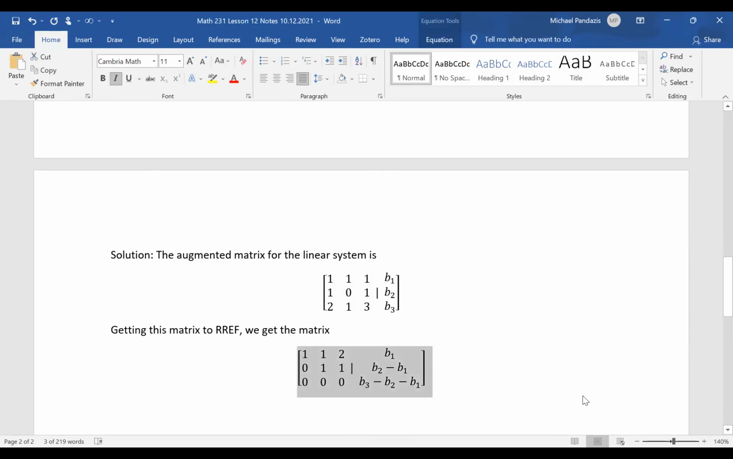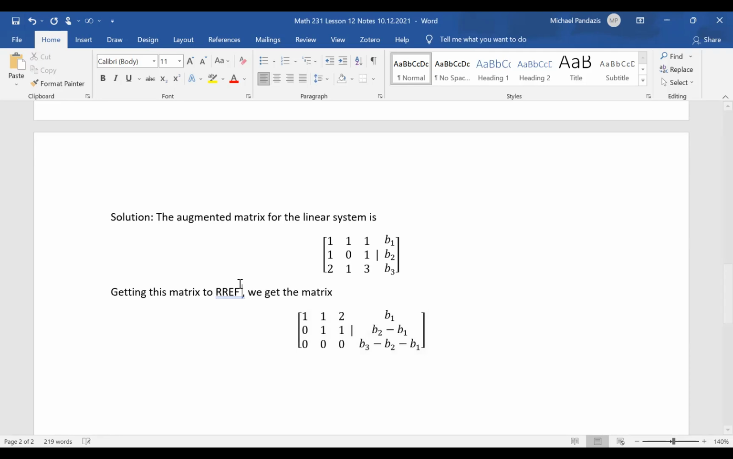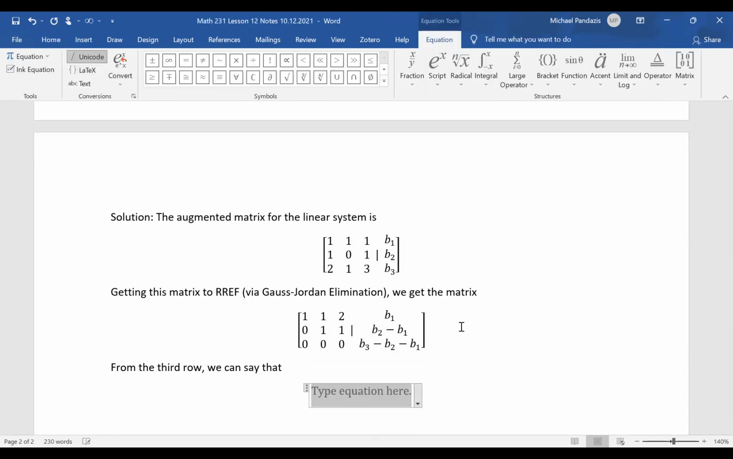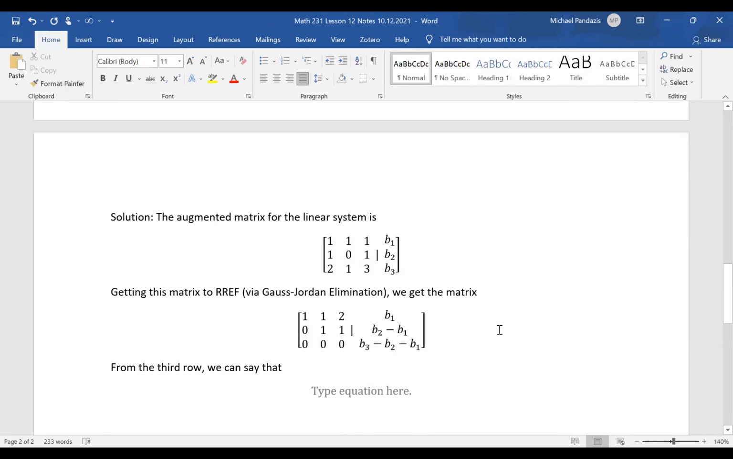Now you have this matrix, and the vertical line here is still the partition between the left side and the right side. Getting this matrix to reduced echelon form via Gauss-Jordan elimination, we get that matrix. From the third row, the bottom row. Question: shouldn't there be a 1 in the bottom row? No. When you have a matrix in reduced echelon form, you can have 0 rows. It's just that the zeros have to be grouped at the bottom. But it was 3, and then you minus 2. Shouldn't it be 1?